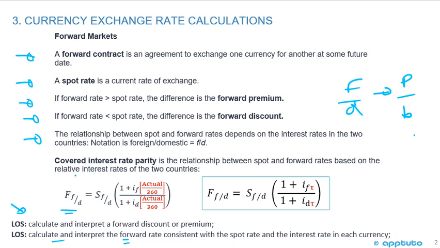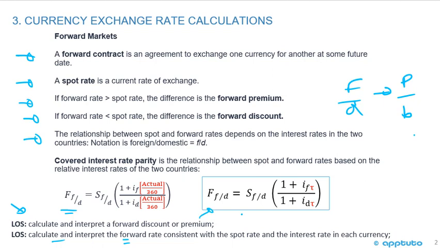So we've seen this again because, as I said, the LOS to calculate, interpret a forward discount or premium, we also had the LOS, which is explain the arbitrage relationship between the spot rates, forward rates, and interest rates, and even converting the forward quotations expressed on a points basis. We've gone through this a fair bit. Nevertheless, this LOS calculate, interpret the forward rate consistent with the spot rate. So how do we do that?